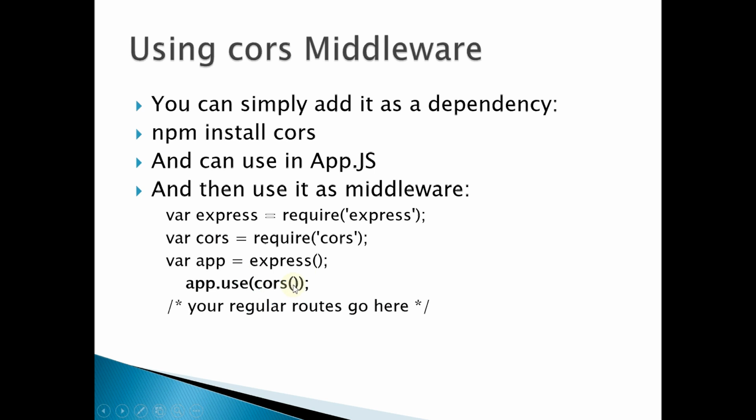You can provide the configuration in these brackets. If you want to provide specific information, you can set the headers here, else by default the permissions will be set using app.use. That is all that is required to implement CORS in your REST API.